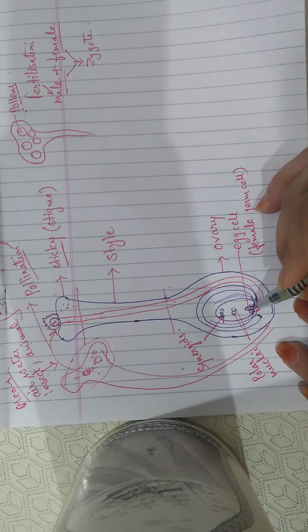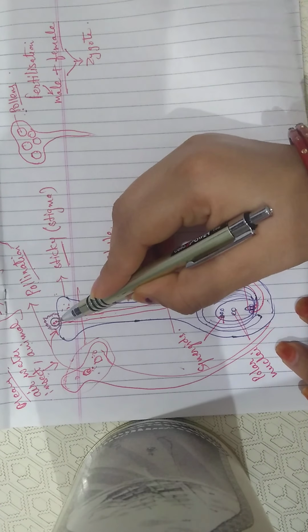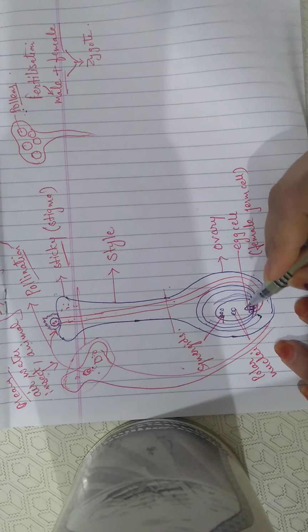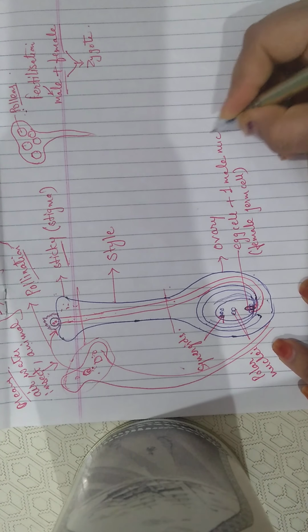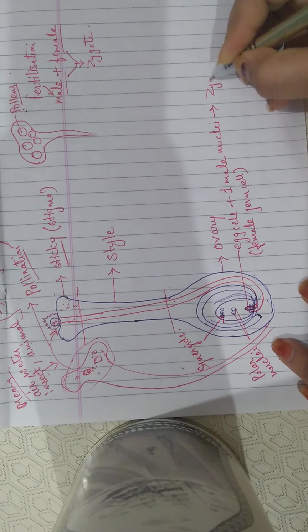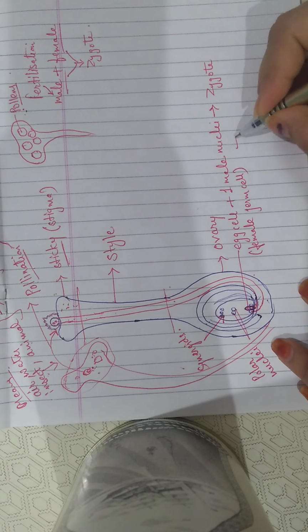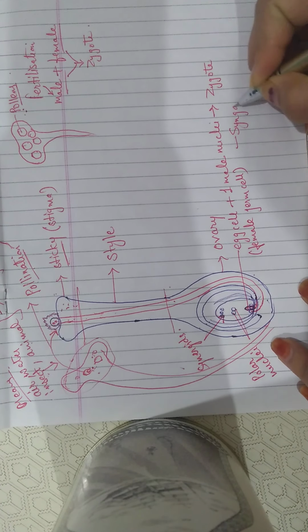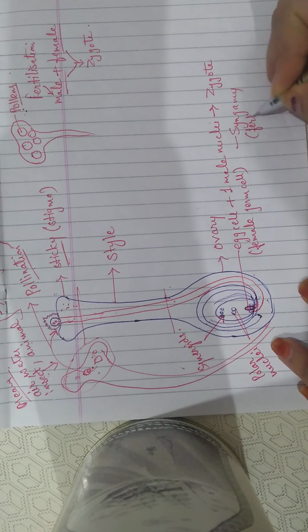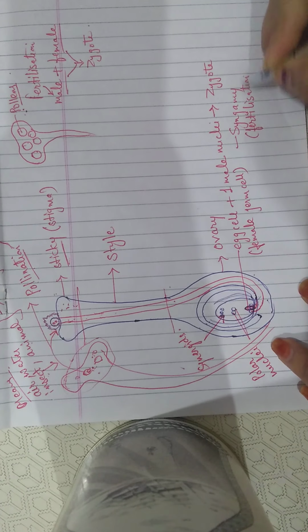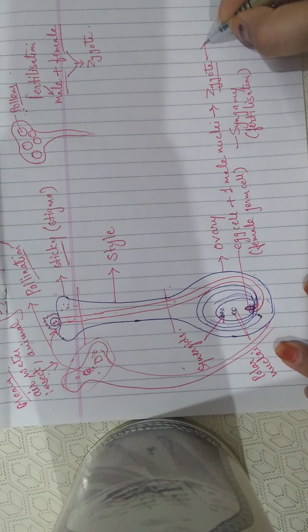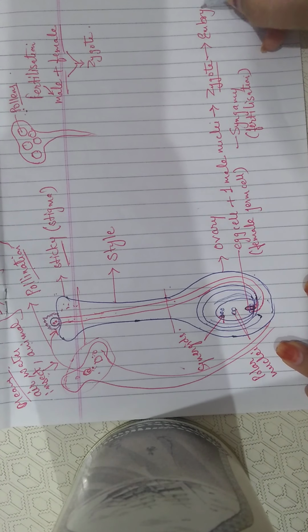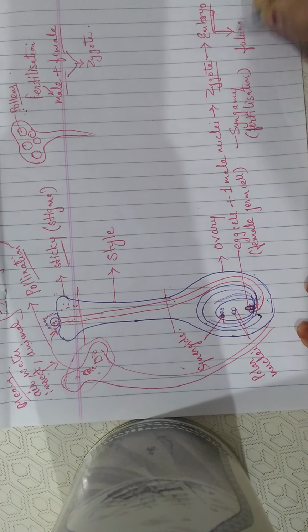Here in this ovule, there are two male nuclei. Out of these two, one male nucleus will fuse with this egg and will form the zygote. This process is known as syngamy or fertilization. This zygote will further divide and form the embryo, which will give rise to the future plant.